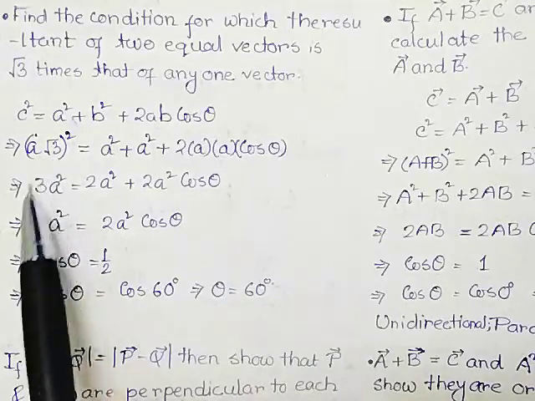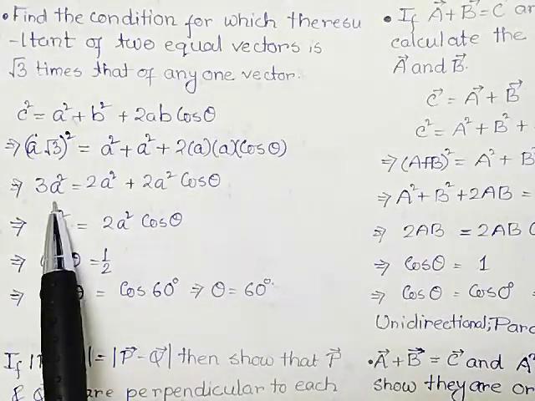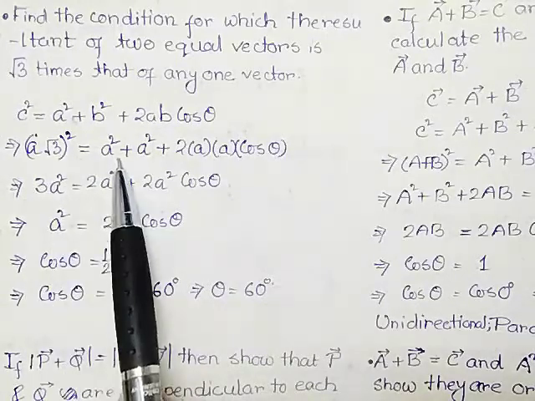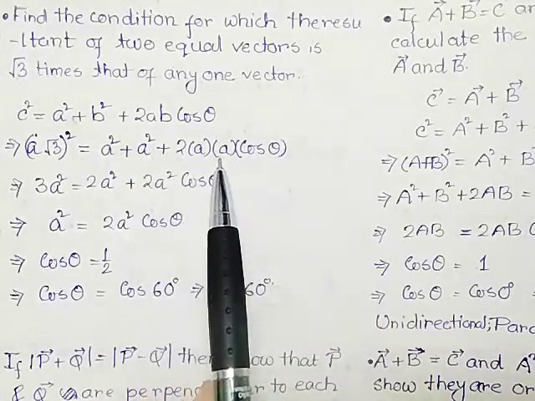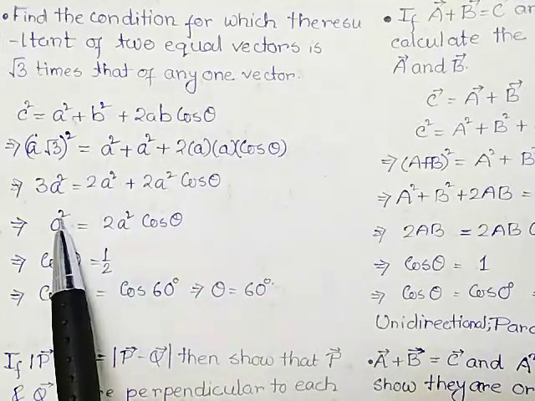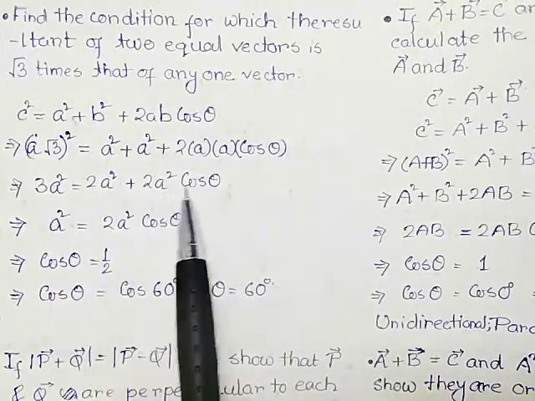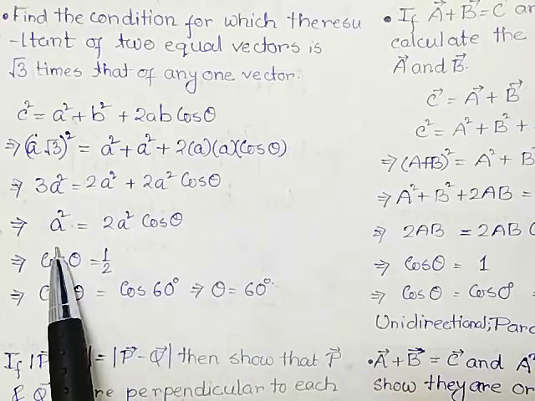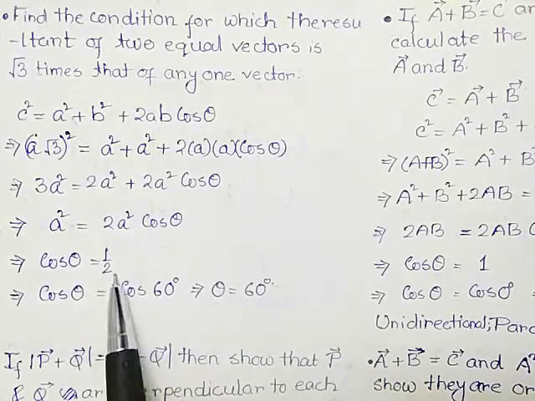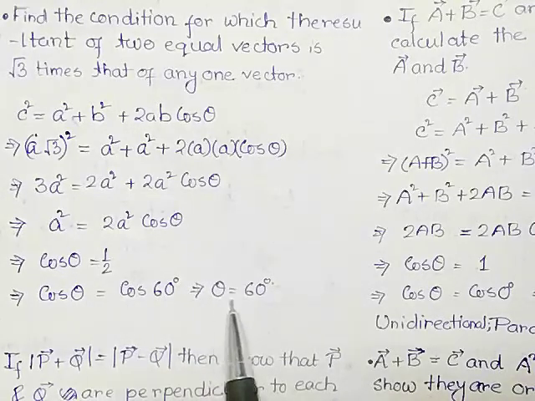Root 3 into a whole square is 3a square, on the other side a square plus 2a square cos theta. So 3a square minus 2a square is a square, so it will be 2a square cos theta. So a square equal to 2a square cos theta, so cos theta equal to 1 by 2. So theta equal to 60 degree. So this is the condition.